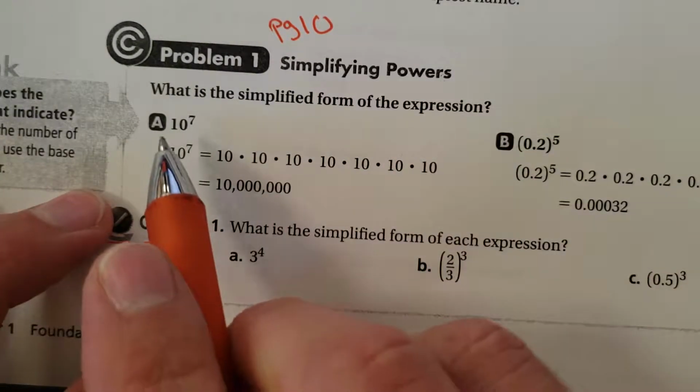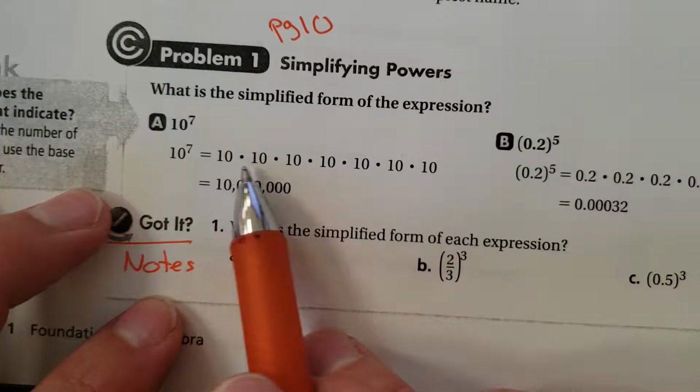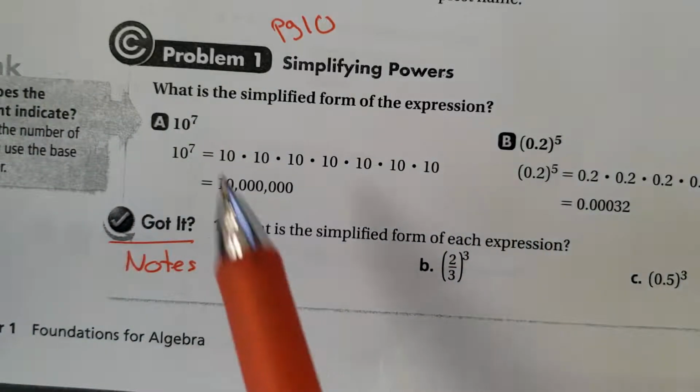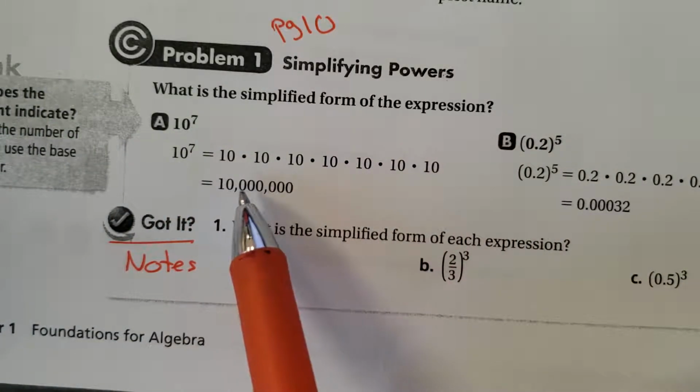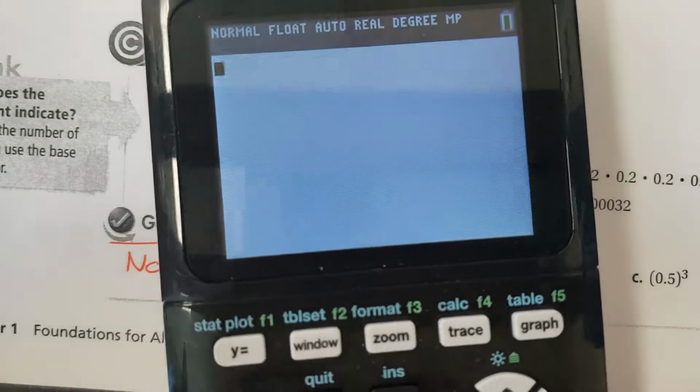So we have 10 to the 7th power. What does that mean? That's 10, seven times being multiplied. Now there is a shortcut with tens. It's just going to be that many zeros. But let's try the button sequence on our calculator.